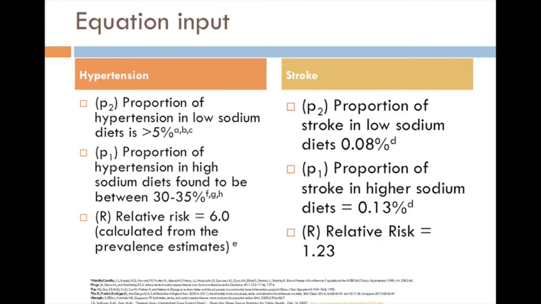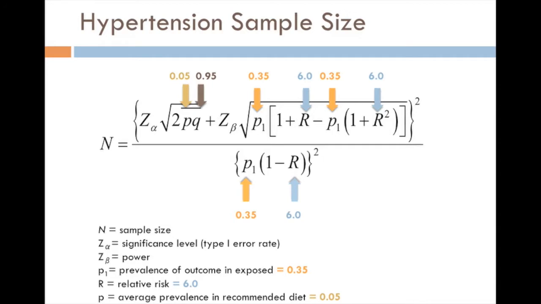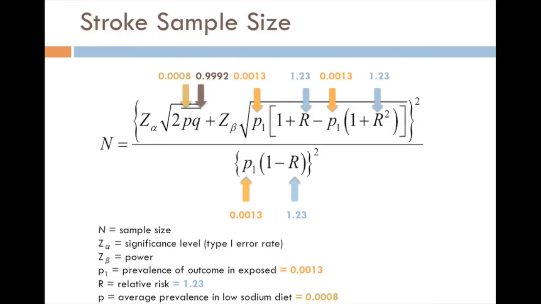Values for stroke incidence are on the right. Low sodium diets have a value of 0.08%, and high sodium diets a prevalence of 0.13%. The relative risk of stroke based on sodium in the diet is 1.23. This slide shows where these values have been replaced the variables in the equation. In the final calculations, we will provide results for a variety of power and type 1 error rates that we have not displayed here. This is similar to the last equation. Here, insert the values we found for prevalence and relative risk of stroke into the equation.